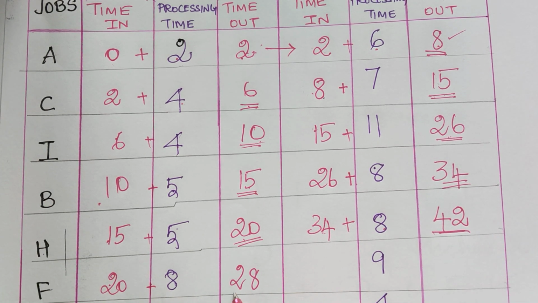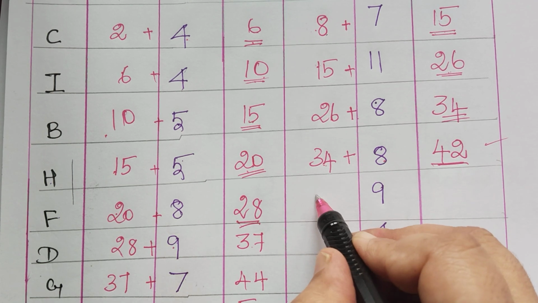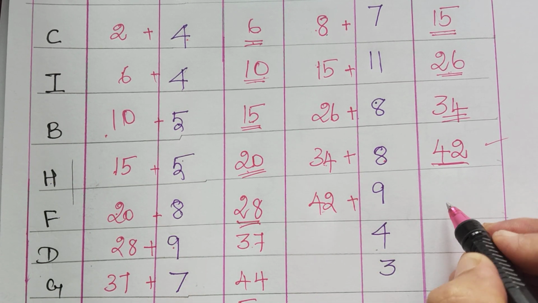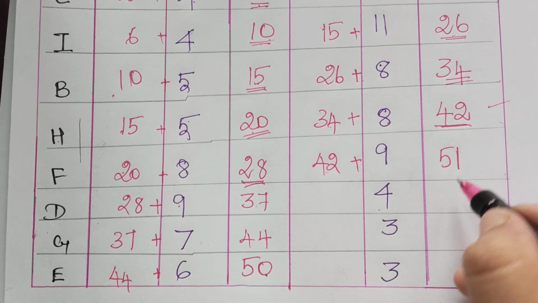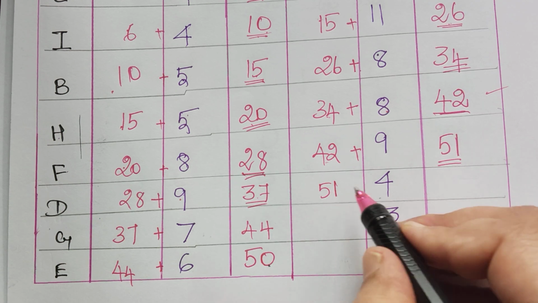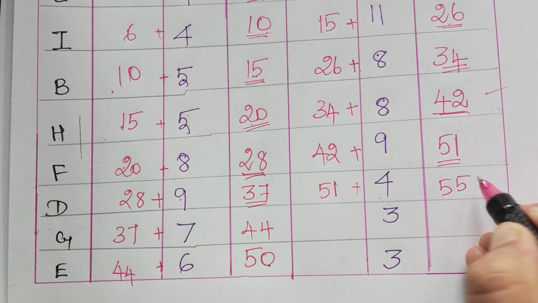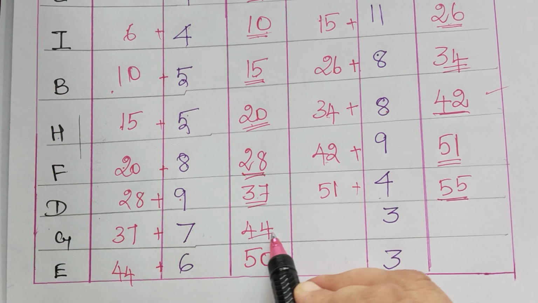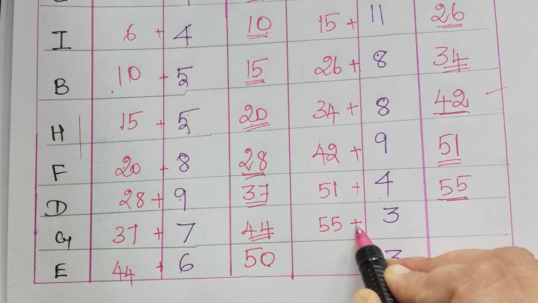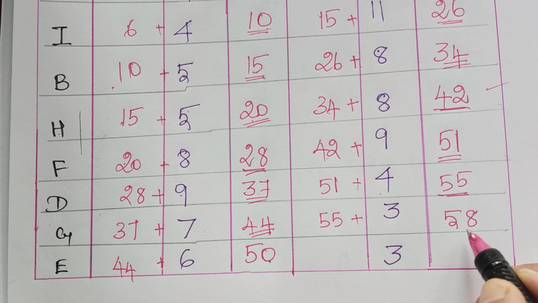So 42 here we have, and here we have 28. Which is greater? 42 is the greater one. So 42 plus 9, and that will give us 51. So is 51 maximum or 37? 51 is the greater one, that is maximum. So 51 plus 4, that is 55. Is 55 greater or is 44 greater? Definitely 55. So 55 plus 3 will give us 58.